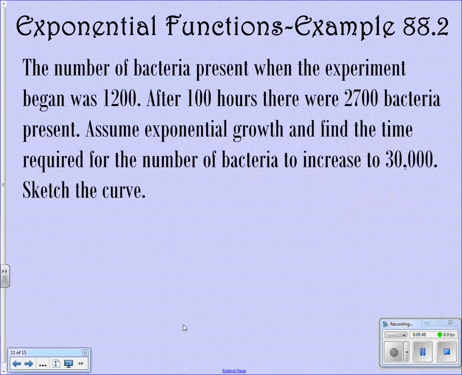So now let's look at the next example. The number of bacteria present when the experiment began was 1,200. After 100 hours, there were 2,700 bacteria present. Assume exponential growth, find the time required for the number to increase to 30,000, and sketch the graph. So we're going to start with our formula.